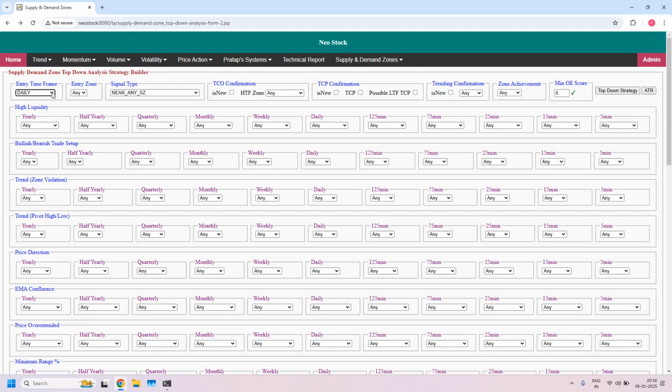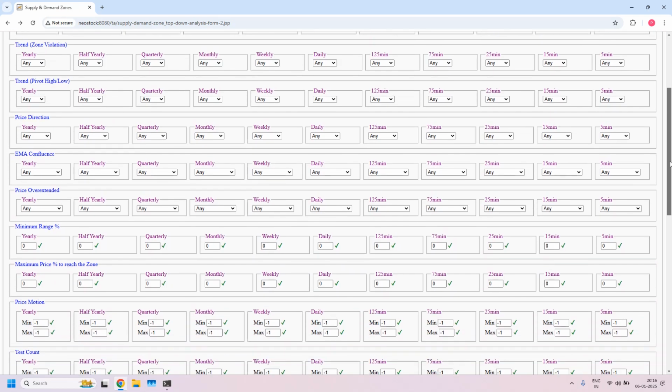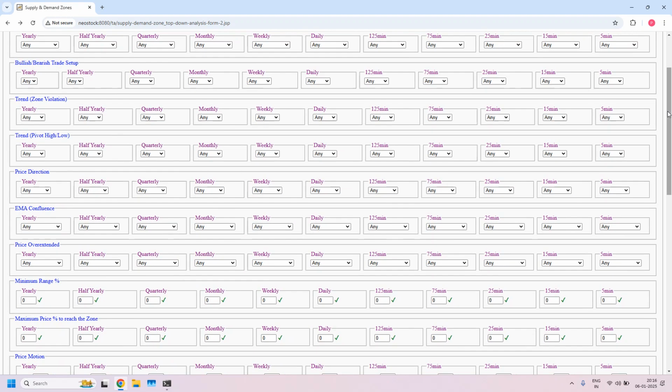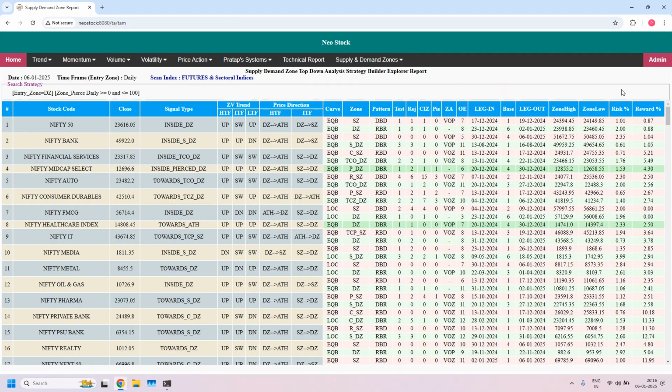For daily time frame, let us identify pierced demand zones. So in the pierced count, at a daily time frame, minimum value 0, maximum value maybe 100. So we will get the pierced count in between. Let's filter. We got a very big list.